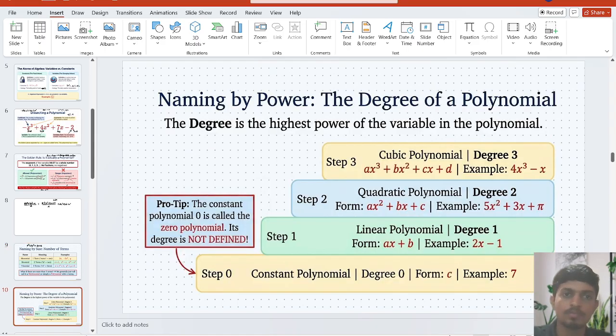Next, naming by the power. Previously we discussed naming by terms, and next is naming by power, the degree of a polynomial.